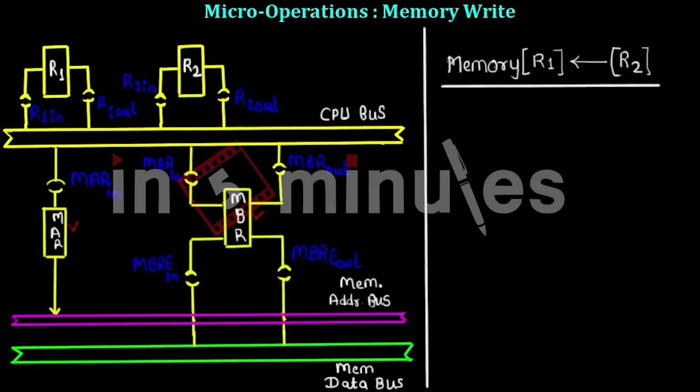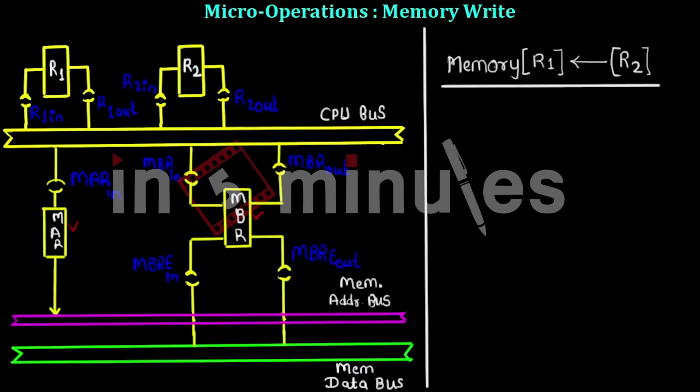We want to perform the memory write operation in such a way that the address is stored in the register R1, and at this address we want to write the contents of register R2. So R2 holds the content and R1 holds the address. So let's start the operation.